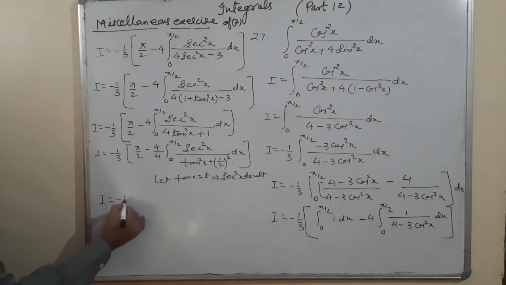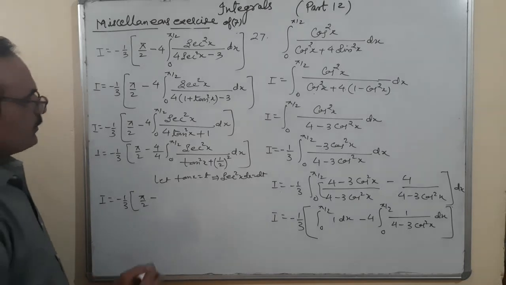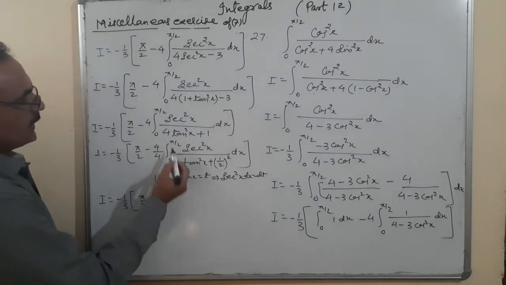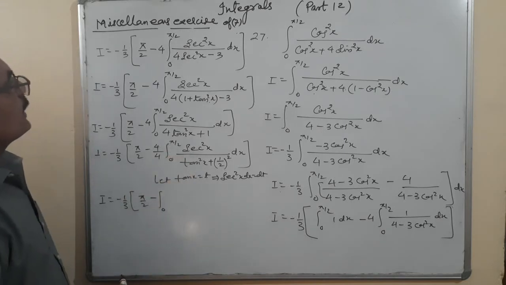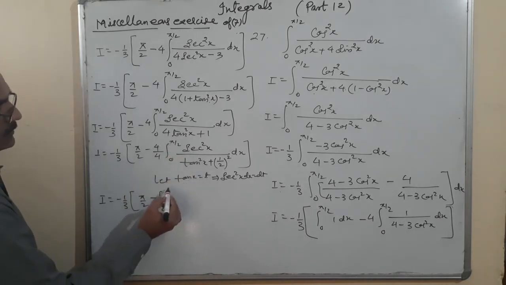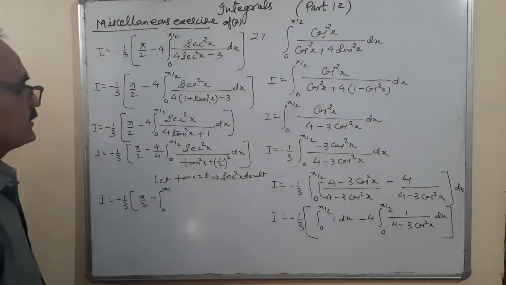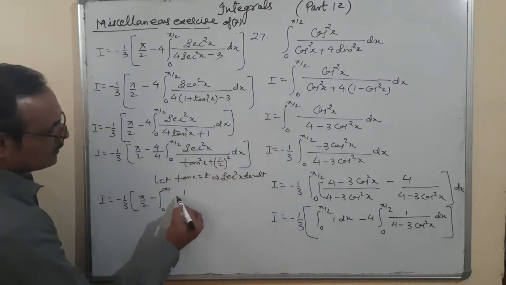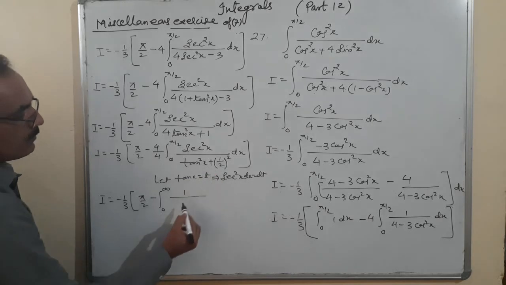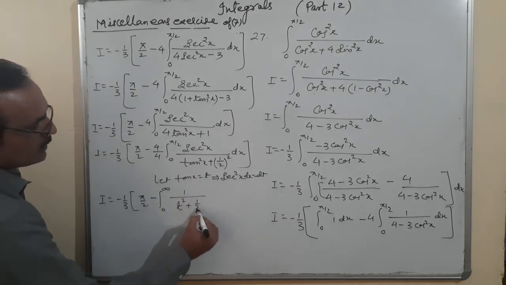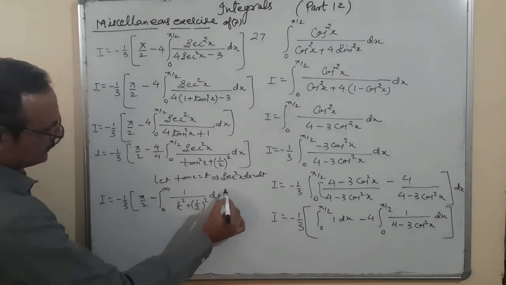I is equal to minus 1 by 3 pi by 2 minus 4, 4 cancel. The limit will be changed. Tan 0 is 0, and tan pi by 2, that is tan 90, means it is infinite. So 0 to infinite, sec square x dx, 1 upon t square plus (1 upon 2) whole square, dt.